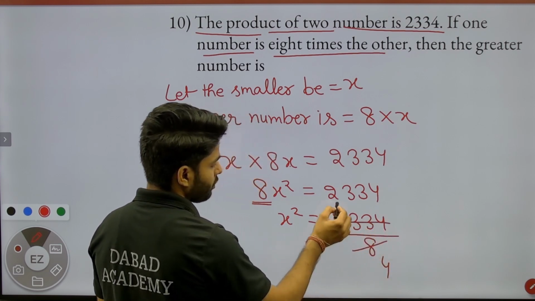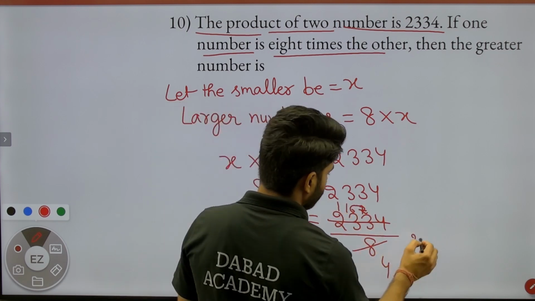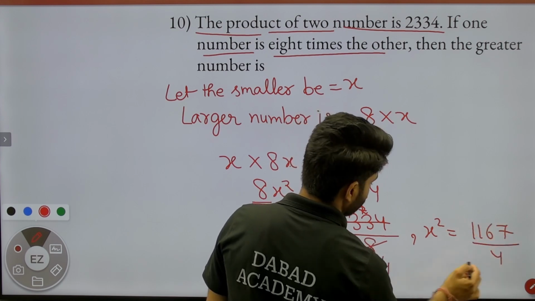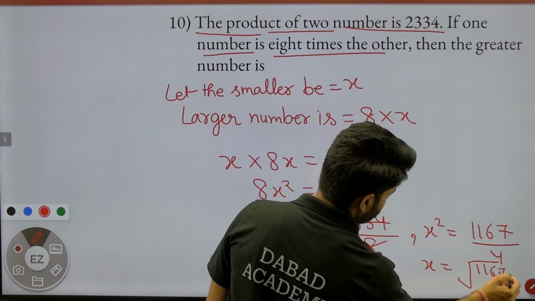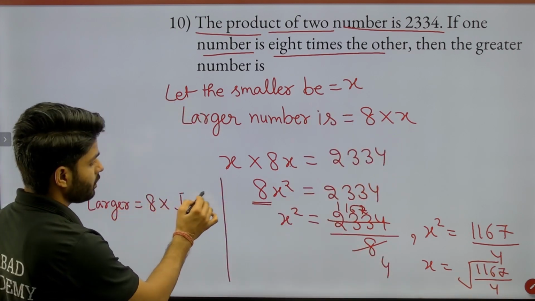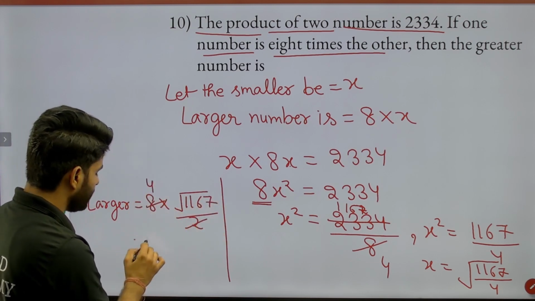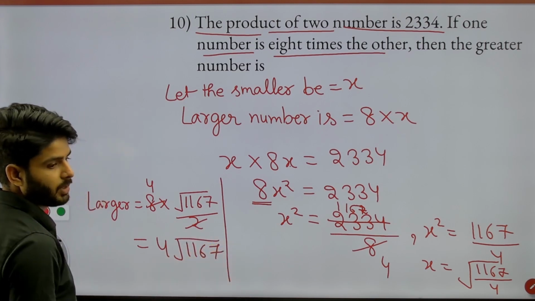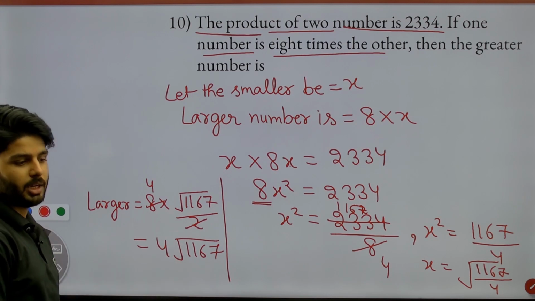We have to cut 2, 2 1 is 2, 2 6 is 12, 2 7 is 40. So the value of x square equals 1167 by 4. So the value of x equals under root 1167 by 4. So the larger number is 8 into under root 1167 by 2, and cutting by 2, 2 4s are 8, that is equal to 4 under root 1167. This is the right answer. Square root we will cover in the next chapter.